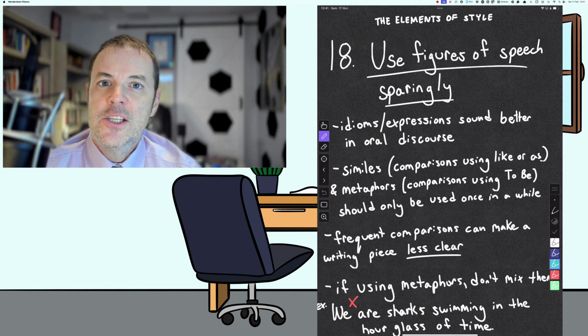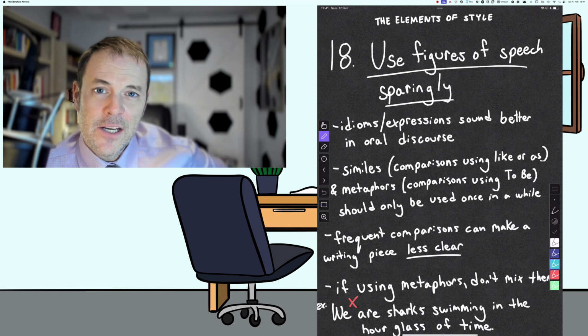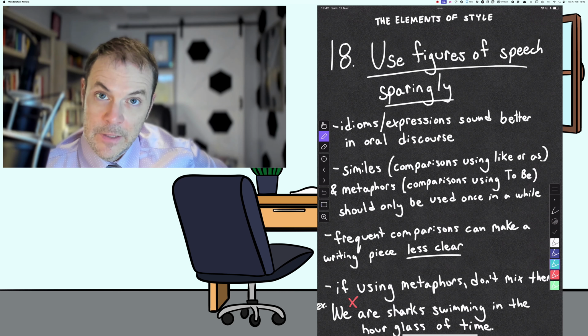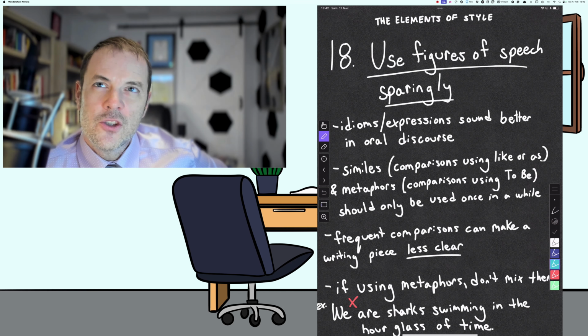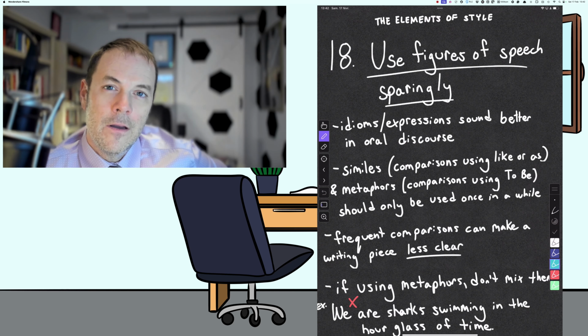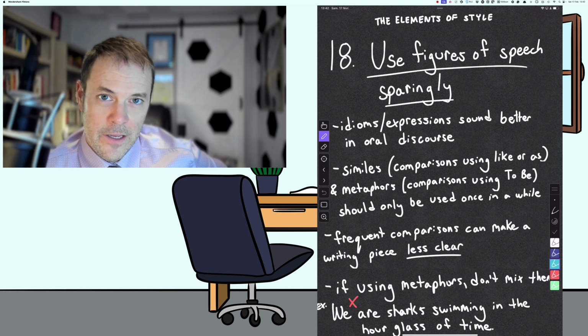Use figures of speech sparingly. Idioms and expressions sound better in oral discourse. Writing is no stranger to comparisons, similes using like or as, metaphors that use the verb to be. But if you try too hard to have too many metaphors, too many analogies, it's going to muddle the piece and you're not going to be clear. And if you're not being clear, the writing's not good.